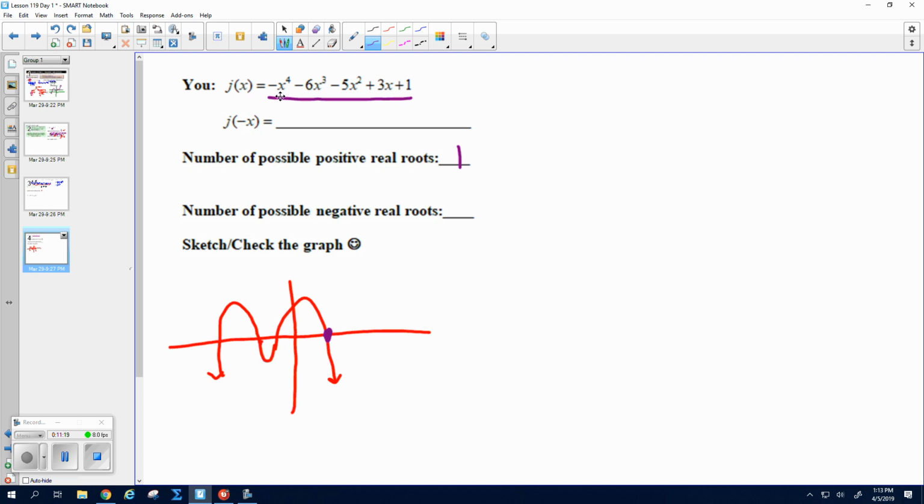So when you rewrote this, Anna D., what'd you get? Okay, good. But first we have to plug in this negative x. What'd you get? Yep. Okay, good. All right, and then you counted how many sign changes? 1, 2, 3. So we say 3 or 1.